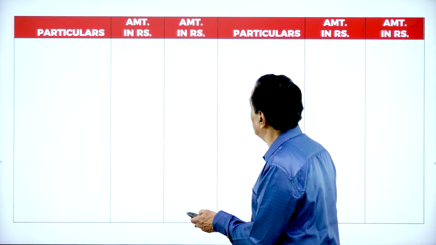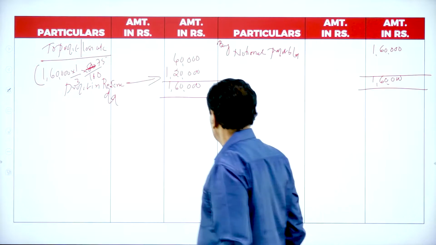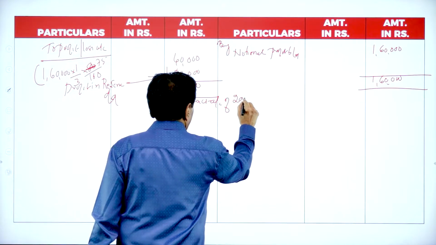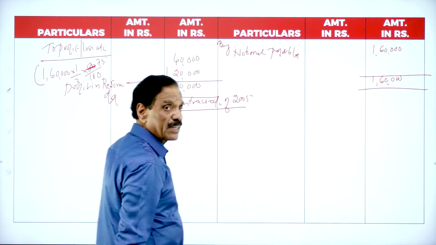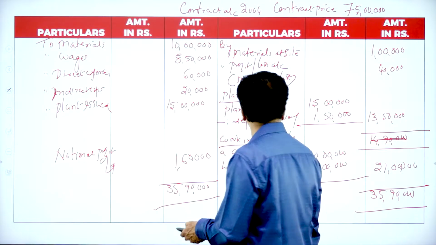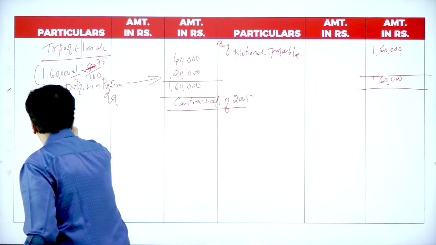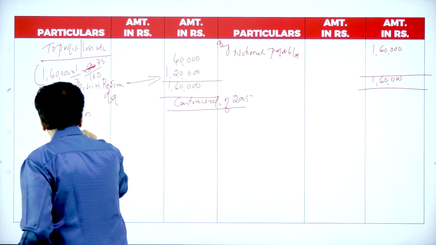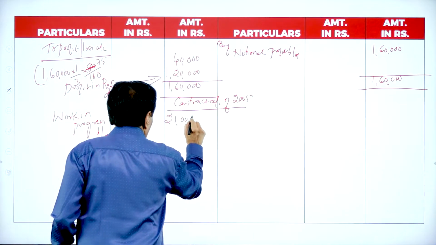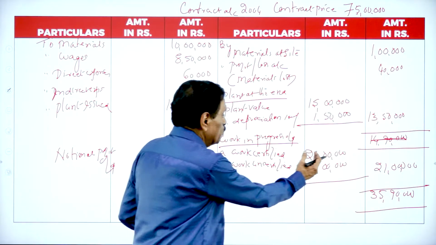Next, we'll go to the next contract here. 2004 is over. Then we'll go to 2005. Contract account of 2005 is continued here. The closing balance will come over here. What's your work in progress here? Your work in progress, 21 lakh, brought down. Continuous contract 21 lakh. All closing balance has to be brought down to next year.